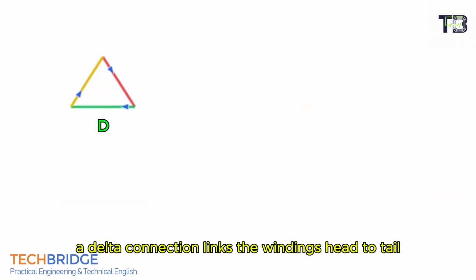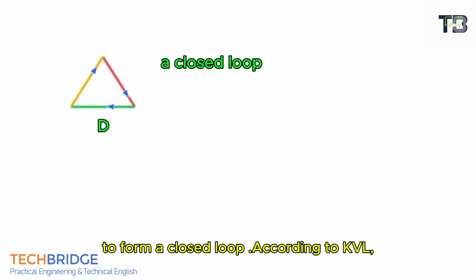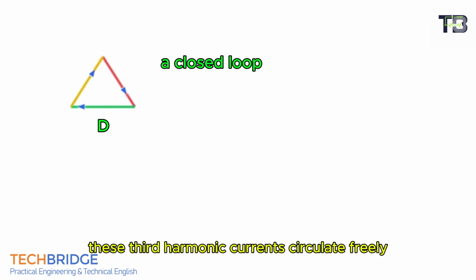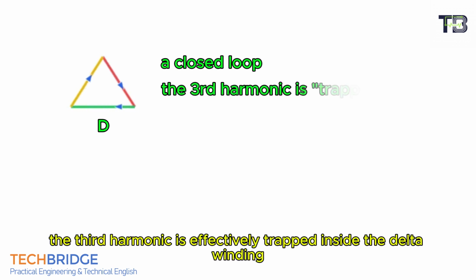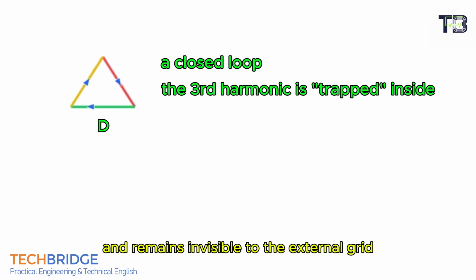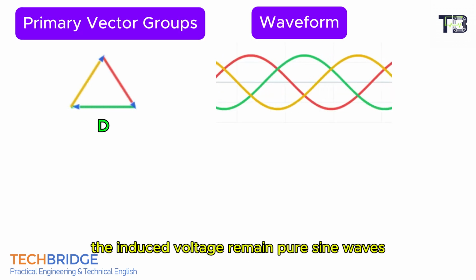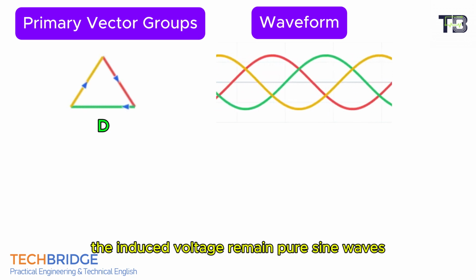A delta connection links the windings head to tail to form a closed loop. According to KVL, these third harmonic currents circulate freely within the delta winding. The third harmonic is effectively trapped inside the delta winding and remains invisible to the external grid. The induced voltages remain pure sine waves.